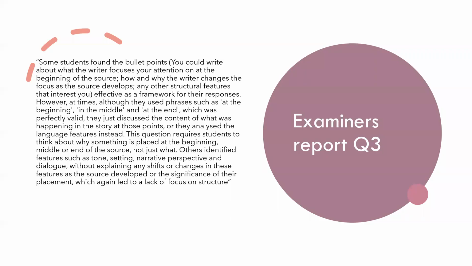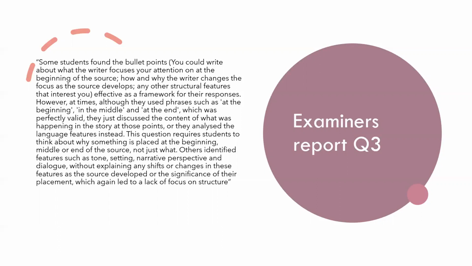Okay, so final thing, the examiner's report. I've just again taken a snippet from this that I thought was the most important thing that the examiner said. Some students found the bullet points, you could write about what the writer focuses your attention on at the beginning of the source, how and why the writer changes the focus as the source develops, and any other structural features, effective as a framework for the responses. And that's something that I'm always telling my students. Follow those bullet points. They're there to guide you. Okay, so talk about beginning, middle, and end, how it changes and develops. It's quite simple if you just break it down like that.